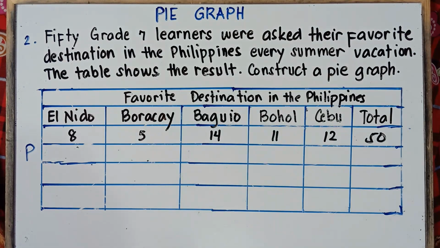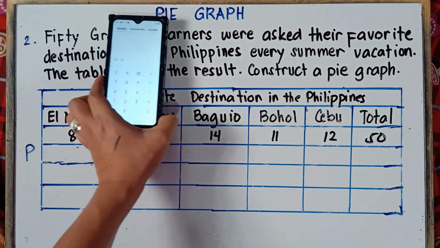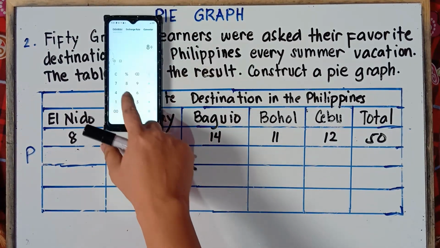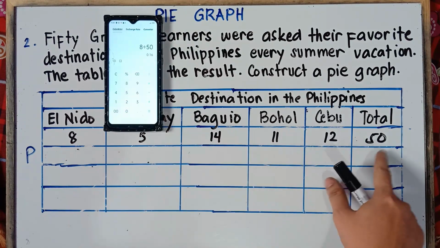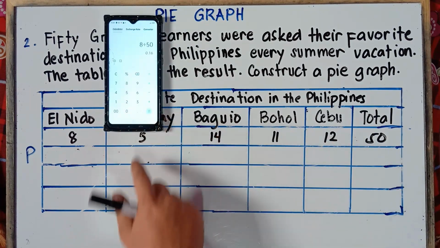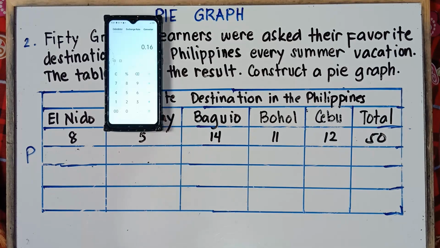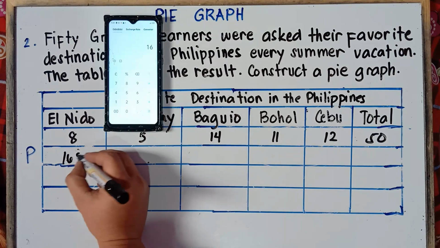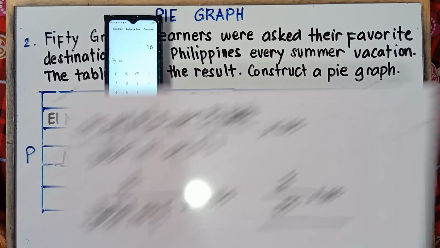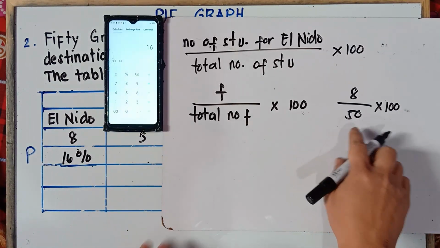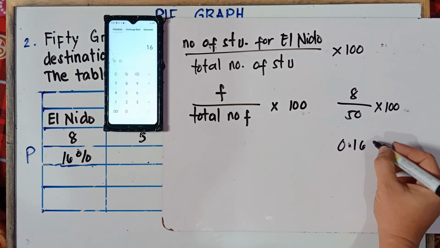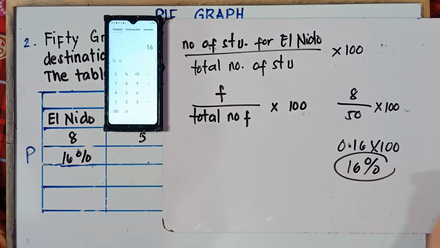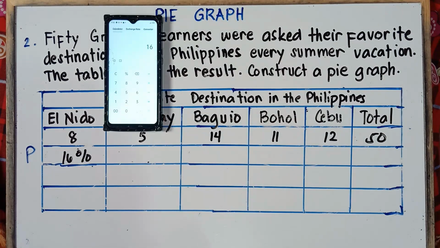Alright, so let's use our calculator. I'll be using my cell phone. This will be 8 divided by 50, so 8 divided by the total, 50, times 100. 8 divided by 50 is 0.16, times 100, so that would be 16%. Once again, 8 divided by 50 is 0.16, times 100, that would be 16. And do not forget the percent sign, because we are looking for percentage.